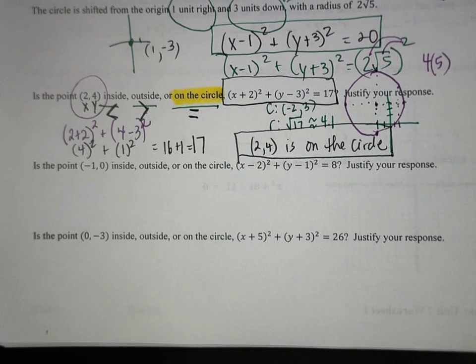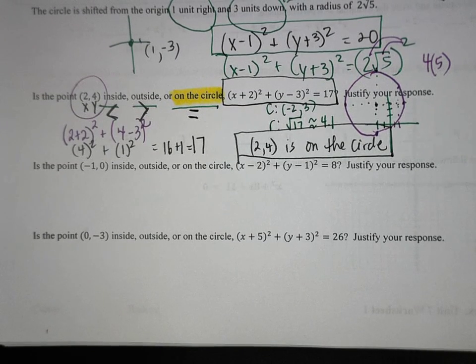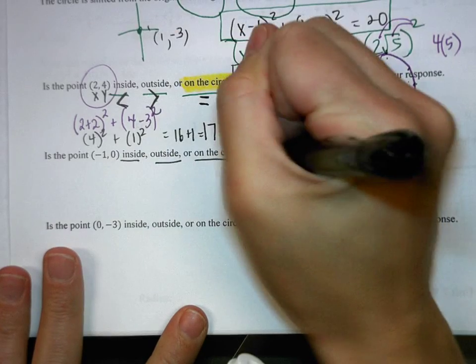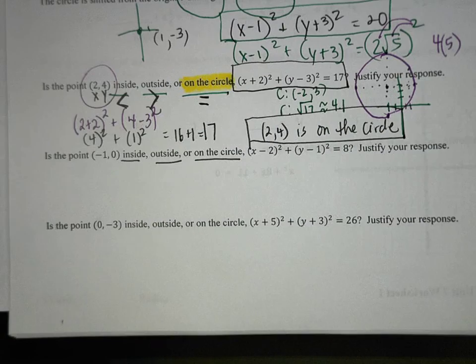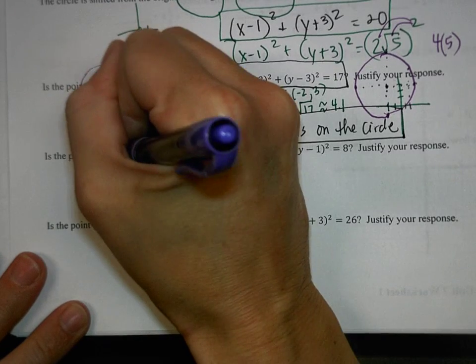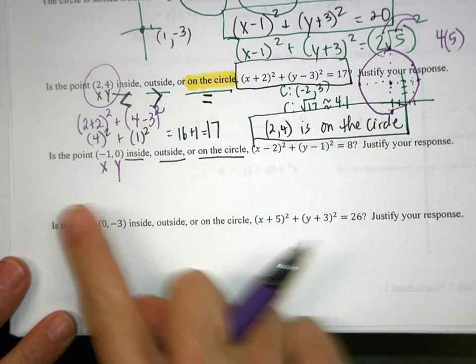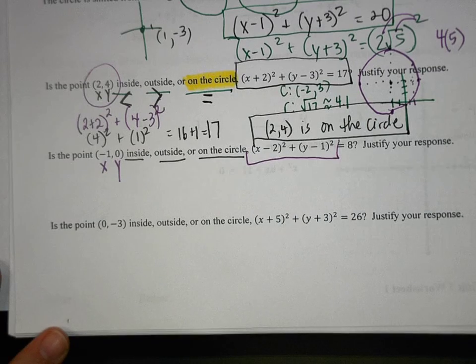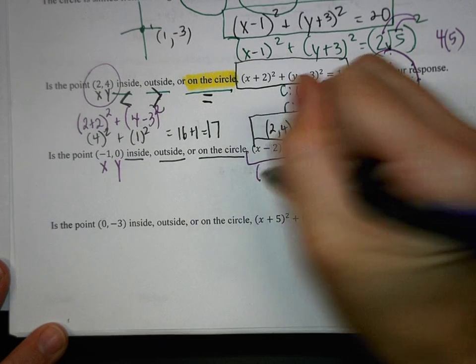Okay, so same question, next problem. Again, they're asking us, is it inside, outside, or on the circle? So instead of drawing this and trying to figure out is it inside or outside, what's the easiest way to actually figure it out? Good, plug in our values. So we have x and y, and we're going to take these values and plug them in here to see what number I get. So we will write this as what?